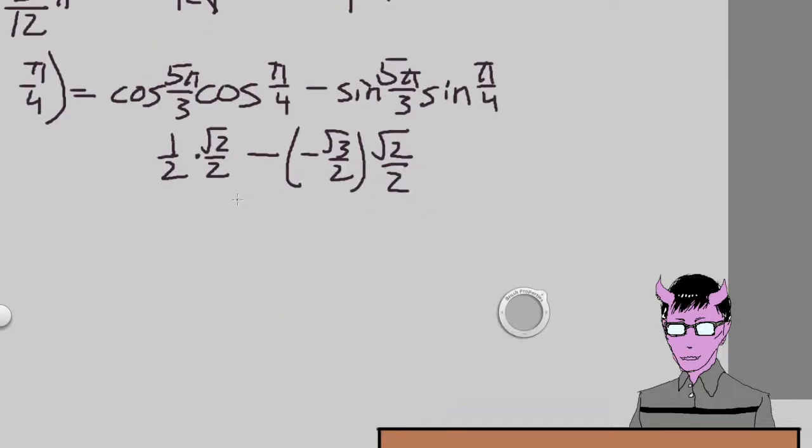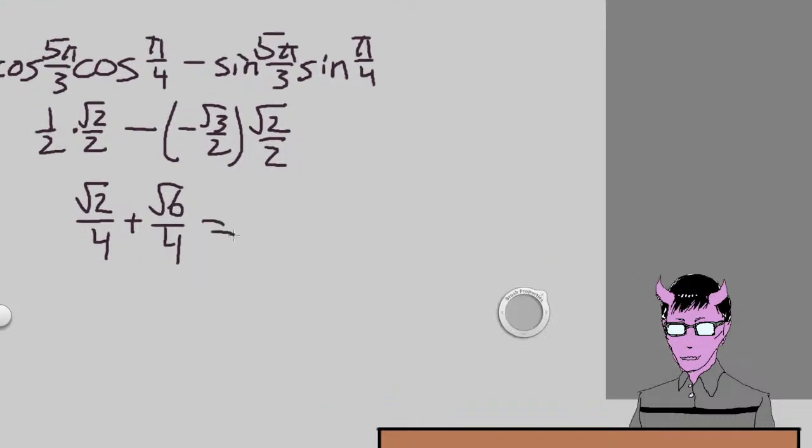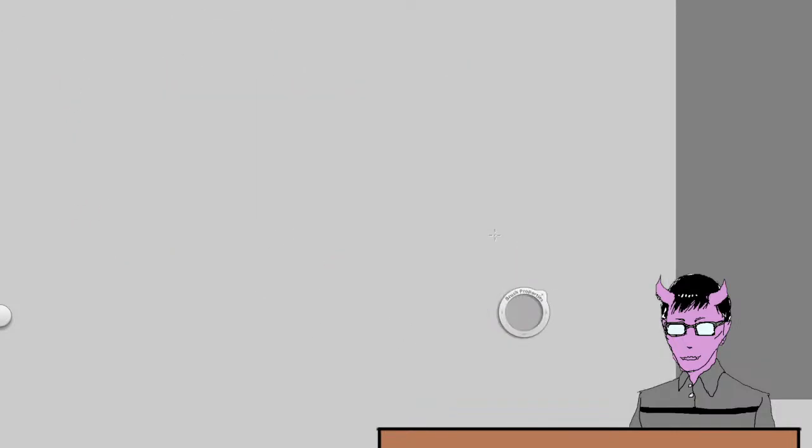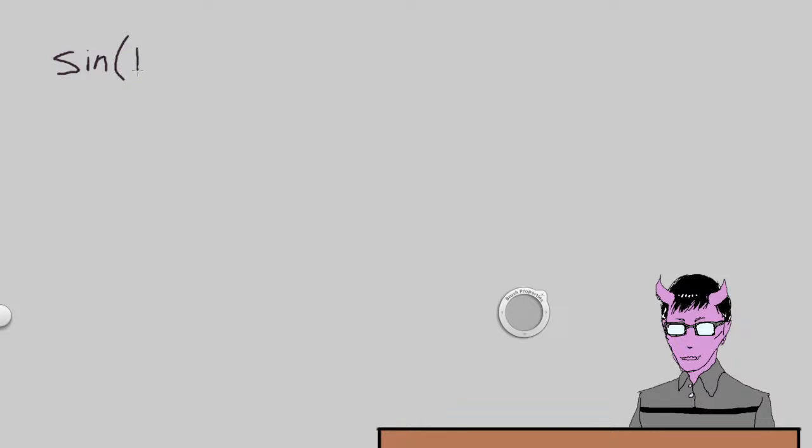Alright. Clean up time. We have this one. Double negative. And of course these are combinable, so therefore root 6 plus root 2 over 4. And that should be the final answer. Good to go. And we have sine going back to degrees. It's going to be 135.